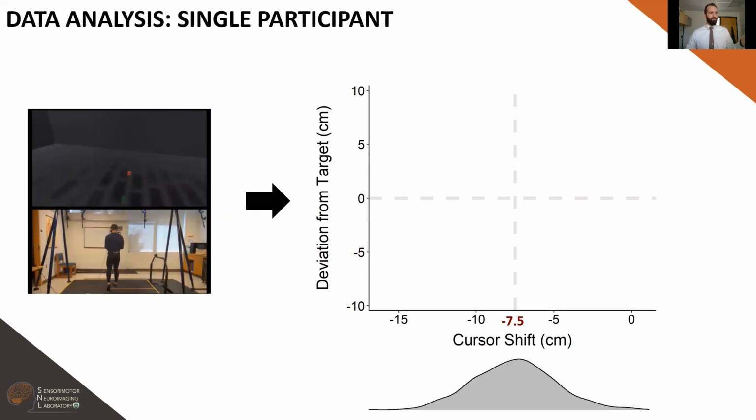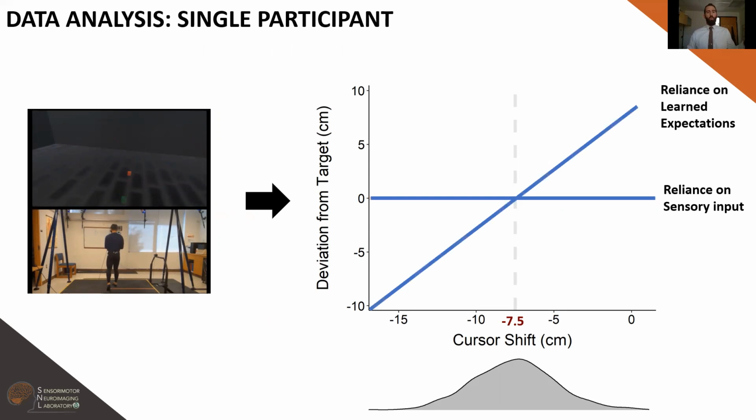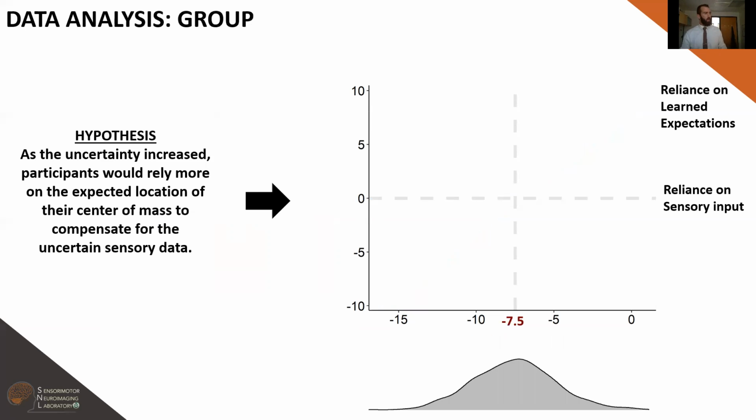In this figure, a regression line with a slope of 0 would indicate a complete reliance on what they see. Or in other words, the expected shift had no effect on their estimates. A slope of 1 would indicate a complete reliance on the expected shift, meaning that regardless of what their vision told them, they compensated by moving 7.5 centimeters too far. Now, we anticipated that reliance on expectations would increase with visual uncertainty, which would be shown by an increase in slope across the 4 uncertainty conditions.